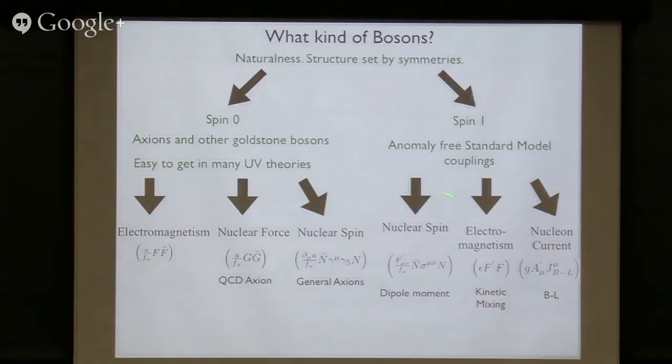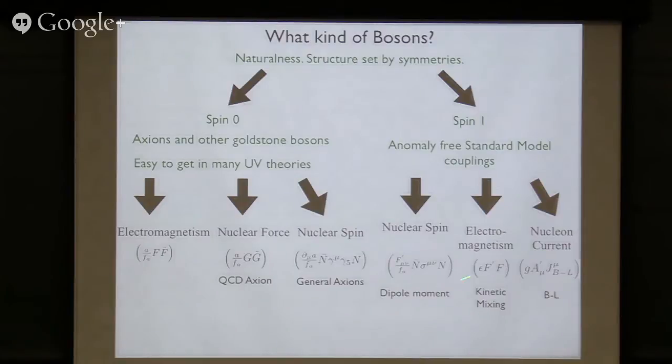First, it can couple to nuclear spin. So this F prime here is the gauge strength of the new dark gauge boson, much like electromagnetism. And it can couple to the standard model through a dipole moment. Much like how your neutron has a dipole moment under electromagnetism, your neutron can also have a dipole moment under this new gauge boson. That is that. The second is something called kinetic mixing.